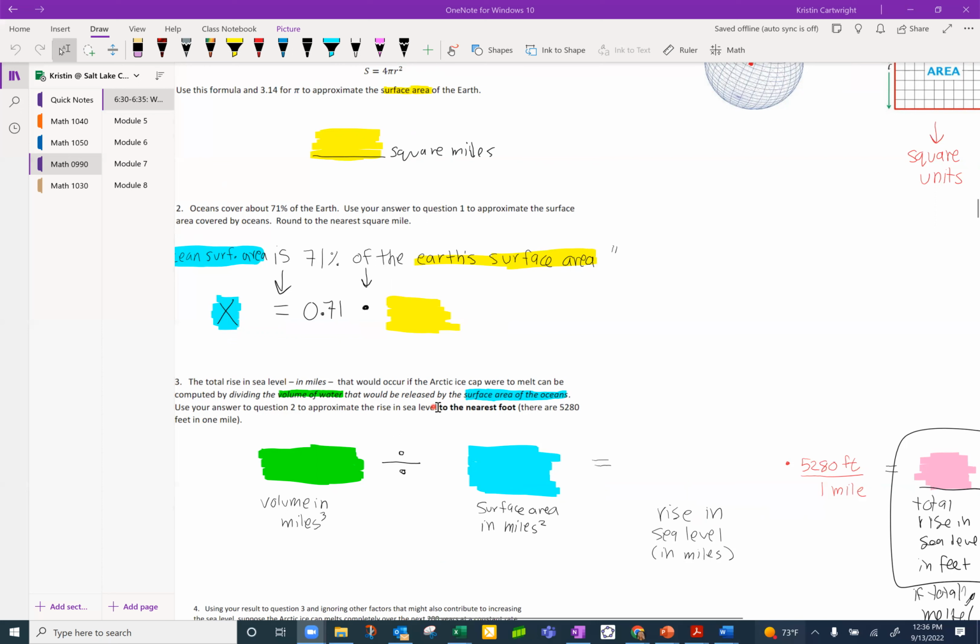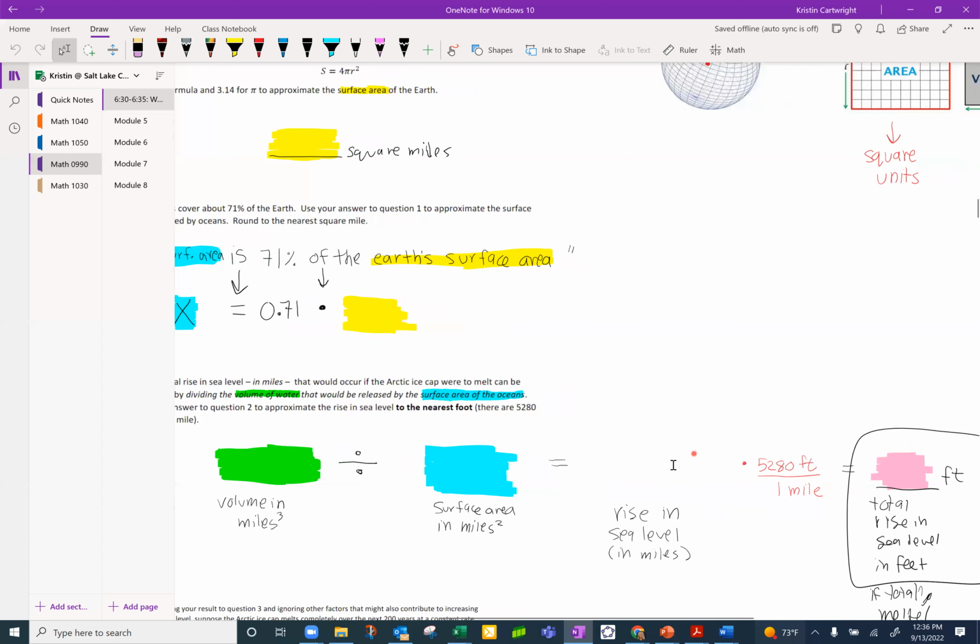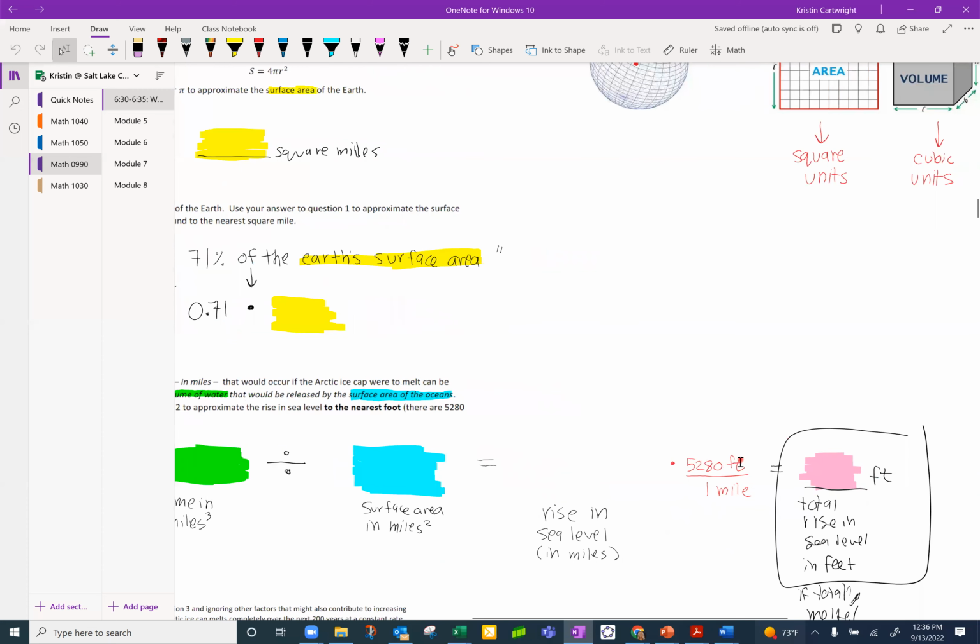Notice it says, I want the rise in sea level to the nearest foot, not in miles, but to the nearest foot. So there's 5,280 feet in 1 mile. And so whatever we get here for the rise in sea level in miles, we're going to multiply that by 5,280 feet for every 1 mile. That does a conversion for us to change it to feet instead of miles.